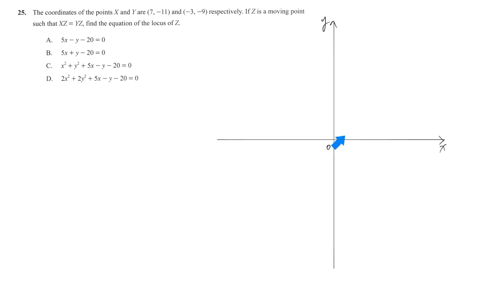X is (7, negative 11). So go right by 7 and then go down by 11, approximately here. Second point Y is (negative 3, negative 9). Go back by 3 and then go down by 9.